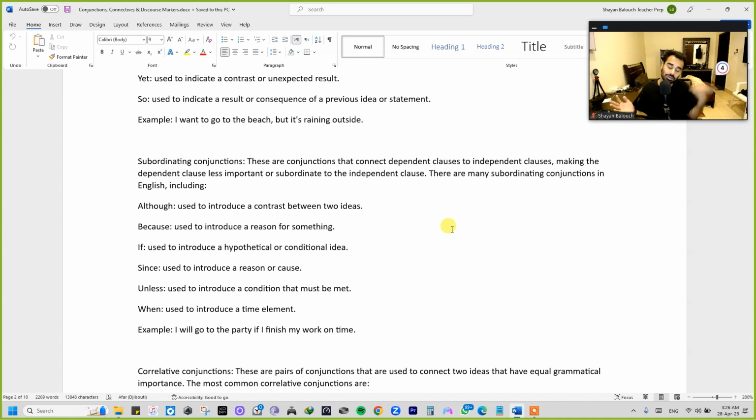However, I already have a video. You can browse my YouTube videos. I've already made a detailed video about the conjunctions and their lists as well. So let's read the definition. These are conjunctions that connect dependent clauses to independent clauses, making the dependent clause less important or subordinate to the independent clause. There are many subordinating conjunctions in English, including these.